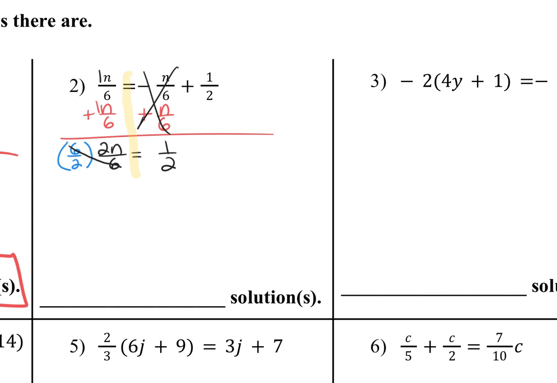What's 2 divided by 2? 1. Are we left with 1 n now? Yeah, that's why it'll work. Now, just like any scale, I did something to the right side. I got to do that same thing to the left side.